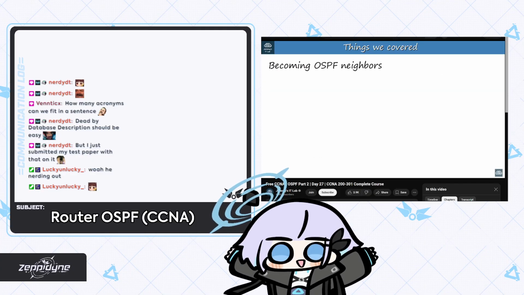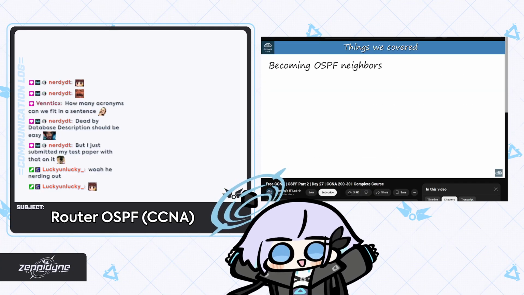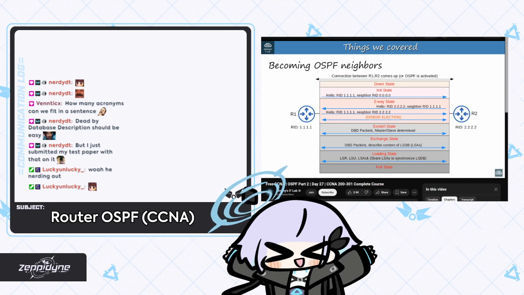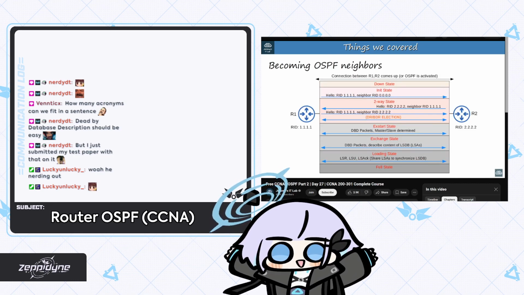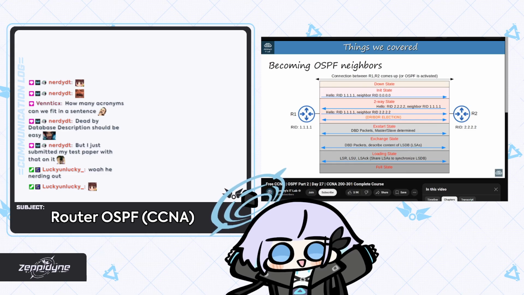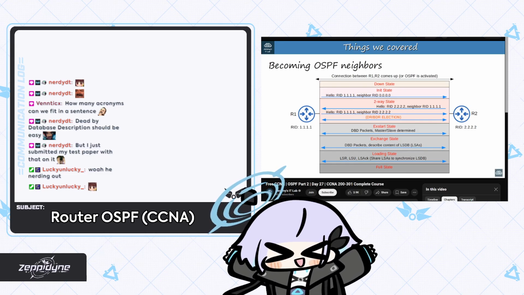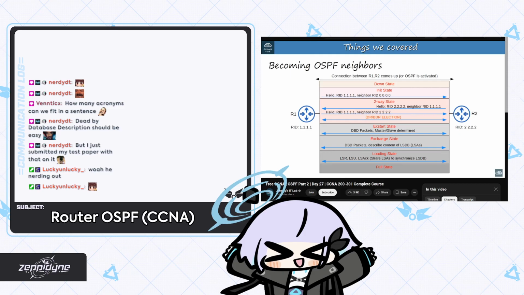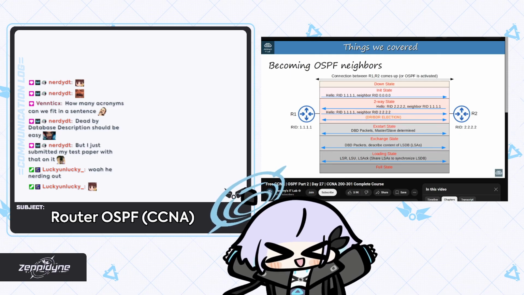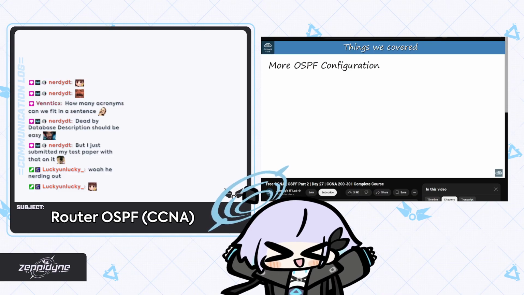Next, we studied the process routers use to become OSPF neighbors. Here's the summary diagram. This is probably the most difficult section of this lecture. I recommend watching it a few times, and perhaps doing a Google search for OSPF neighbor states to learn more about the process. Remember the names: down, init, two-way, DR/BDR election, exstart, exchange, loading, full.